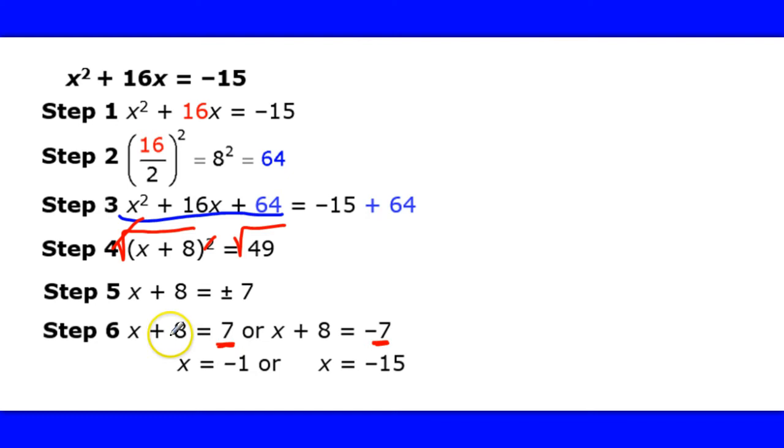And then set up 2 equations, one with the positive root and one with the negative root, and then solve each one. This one we solve by subtracting 8 from both sides, and we get a negative 1. This one we solve by subtracting 8 from both sides, and we get a negative 15. Those are your 2 values.